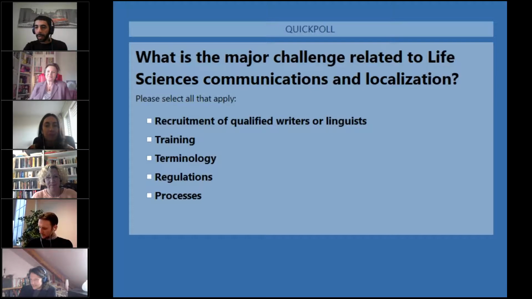Okay, so we have quite an amount of people who have voted already. So I would just share some figures that are moving. About 46% of the attendees have selected recruitment, which is option number one, and then more than 30% have answered training and terminology. Good for you, Gabriele. And I knew it. We also have regulations, selected by about 23% of attendees. And finally, processes, 31% approximately, just like training and terminology, pretty much.